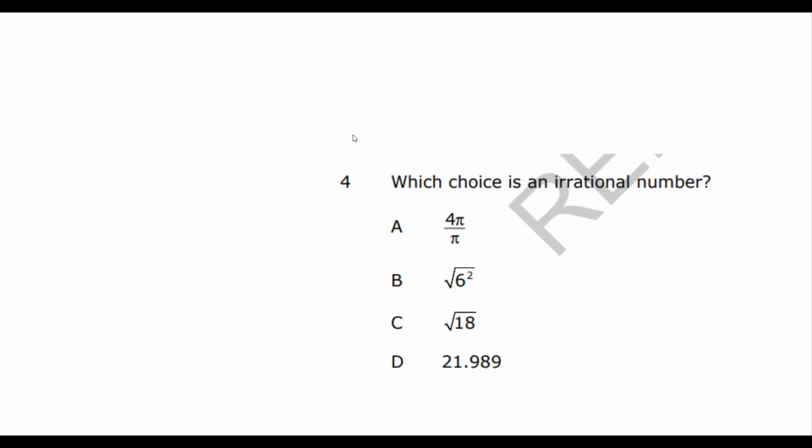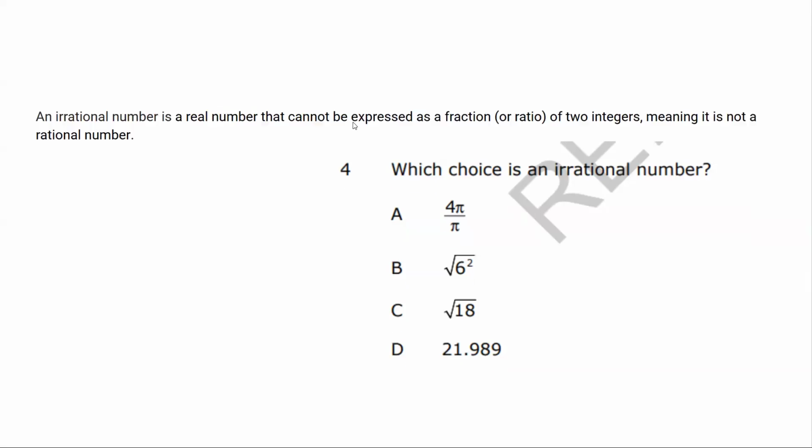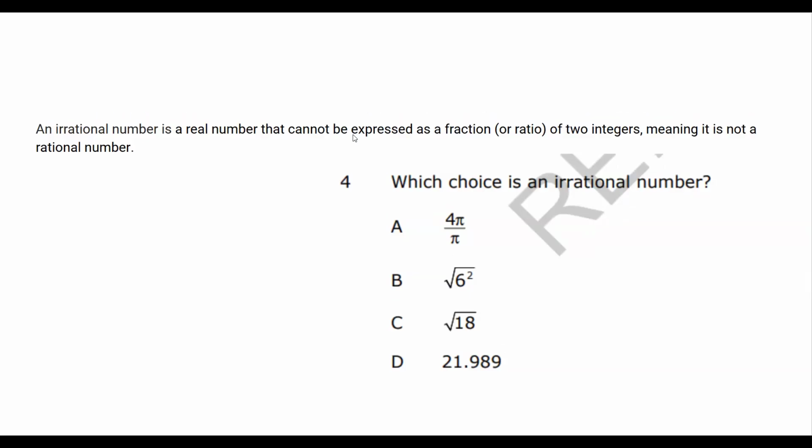Let's look at the definition. An irrational number is a real number that cannot be expressed as a fraction or ratio of two integers, meaning it is not a rational number. So the basic summary of that is you want an irrational number that goes on forever past the decimal. That's the best way to kind of put it.